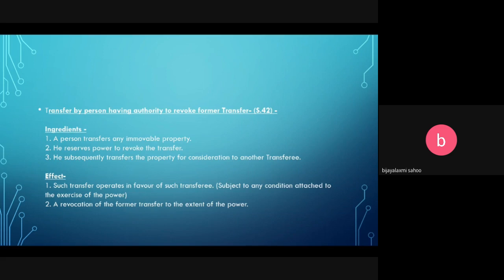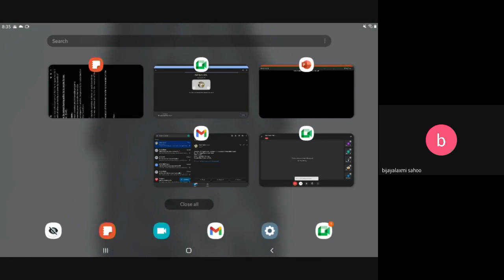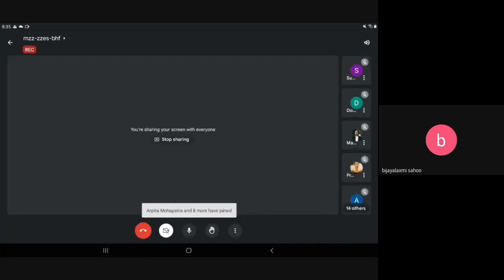So if I had reserved that power to revoke the transfer and I am transferring a property and subsequently transferring it to another person, then such subsequent transfer shall take effect in favor of such transferee, and it will be deemed as if the former transfer has been revoked, because I had kept that power with me to revoke the transfer. This is a plain section where mainly we wanted to discuss section 41. Section 42 was also there, so I thought we shall discuss that as well. Anyway, if there is any doubt, please ask, or we shall end the session here.